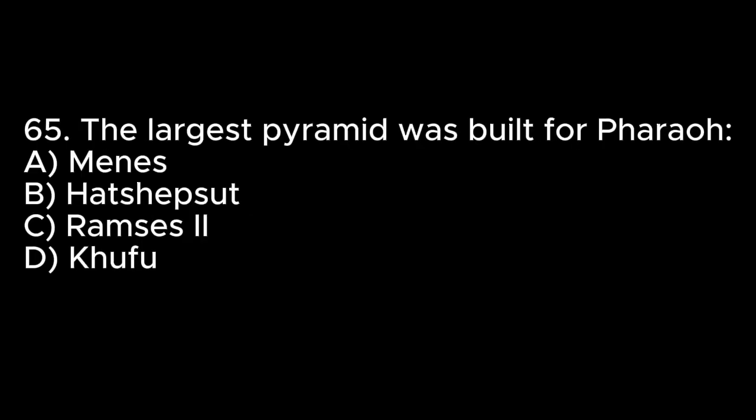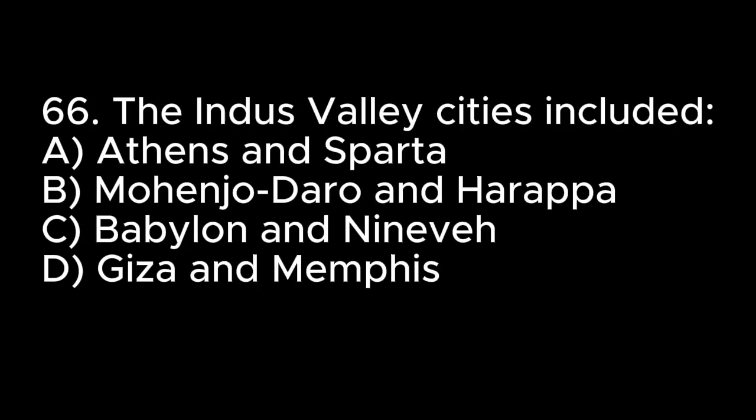65. The largest pyramid was built for Pharaoh A. Menes. B. Hatshepsut. C. Ramses II. D. Khufu. Answer: D. The Great Pyramid belongs to Khufu. 66. The Indus Valley cities included A. Athens and Sparta. B. Mohenjo-Daro and Harappa. C. Babylon and Nineveh. D. Giza and Memphis. Answer: B. Mohenjo-Daro and Harappa were Indus cities.